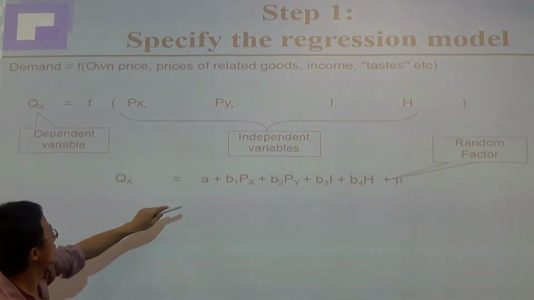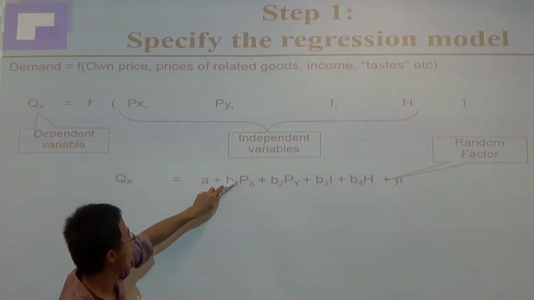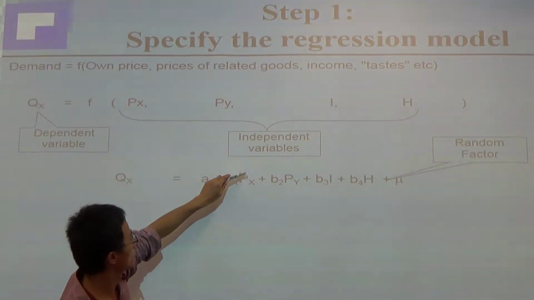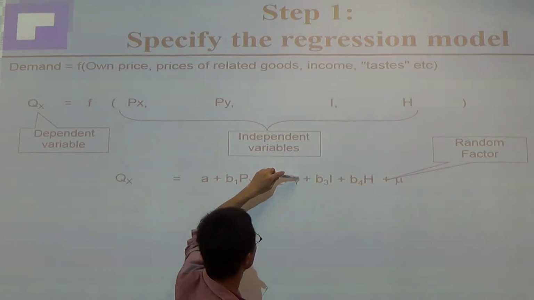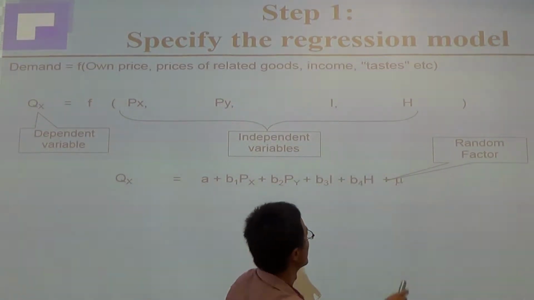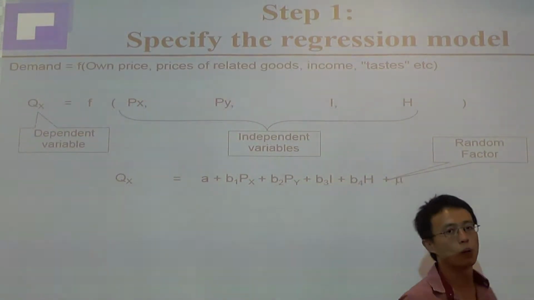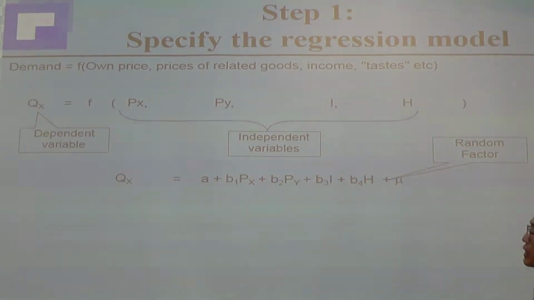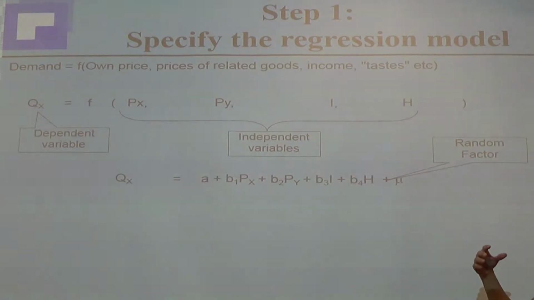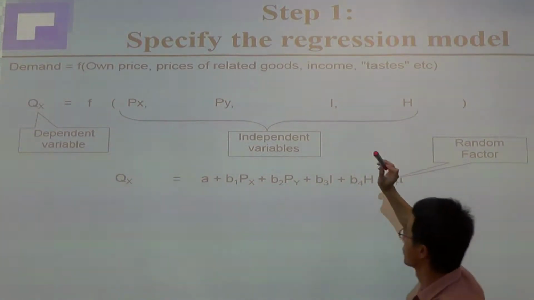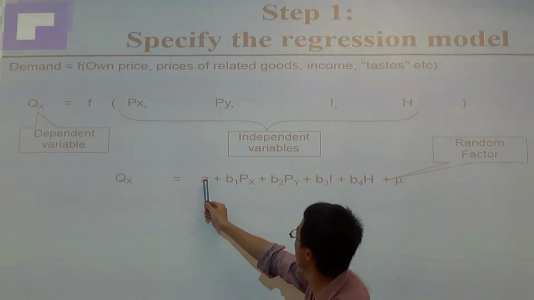So quantity depends on A plus B1 times price of chicken plus B2 multiplied by price of beef, and so forth. And then there's a mu here. Mu is a random error term. We call it the error term. We usually assume it to be independently, identically, normally distributed.